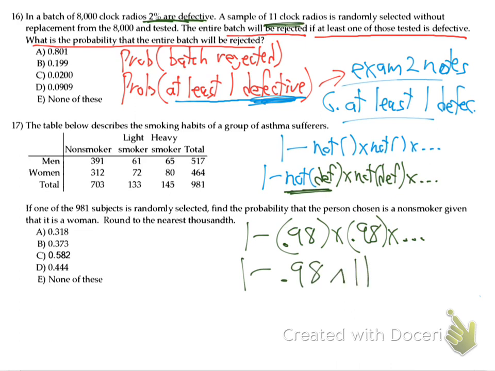You know where that power button is, the up arrow on the TI? Hit enter, and we'll get our answer: 0.1992, so 0.199 rounded to 3 places. That's the way directly off the notes, the way we did a bunch of those at least one problems back in chapter 4. It's just 1 minus not times not times not, in this case not defective, so you had to think 2% are defective, so not defective is 98%.